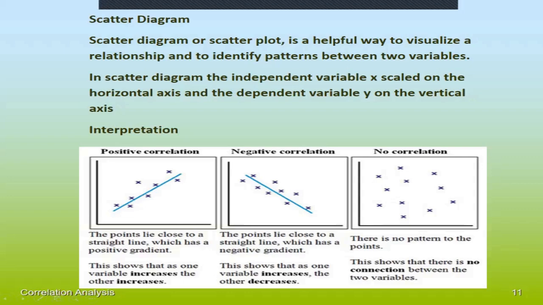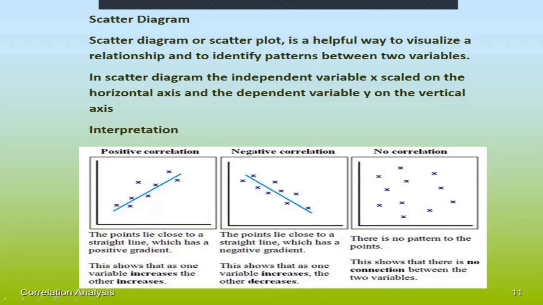And please check the direction. When the values are going upward, it is called positive correlation. And if you draw another x on the x-axis, y on the y-axis, and it is going downward, it is called negative correlation. That means one increases, the other decreases. And for positive correlation, you have to say x increases, y also increases, or vice versa.